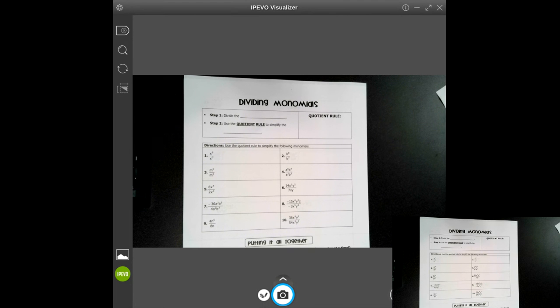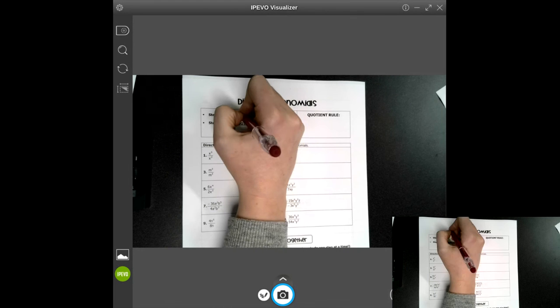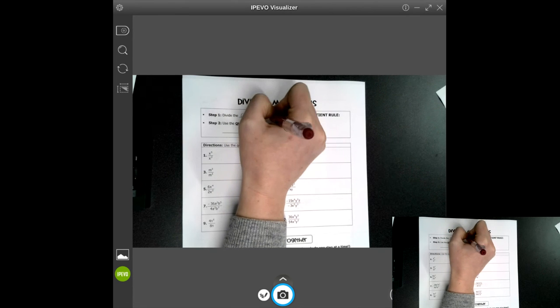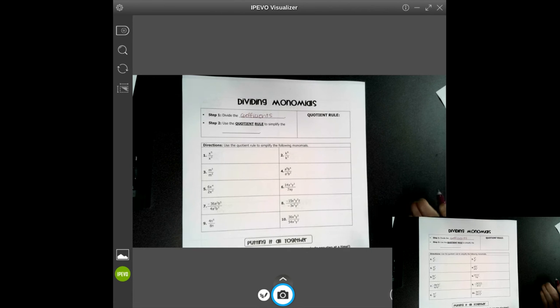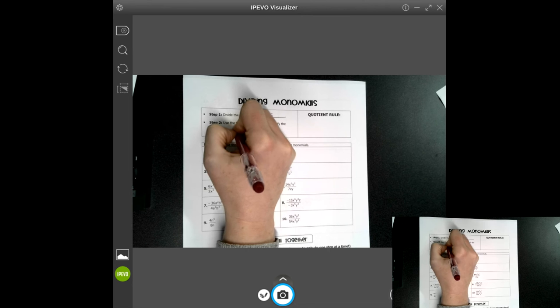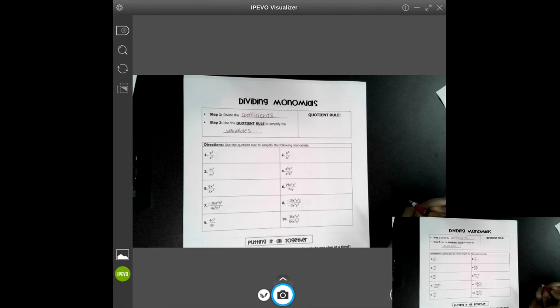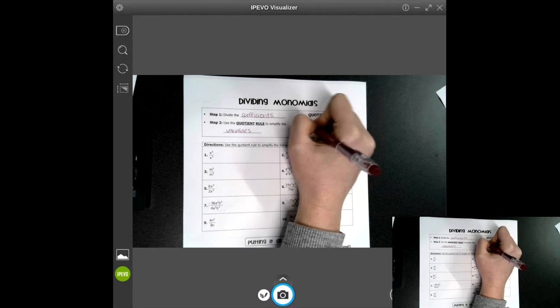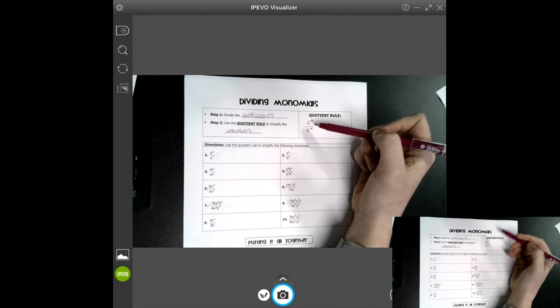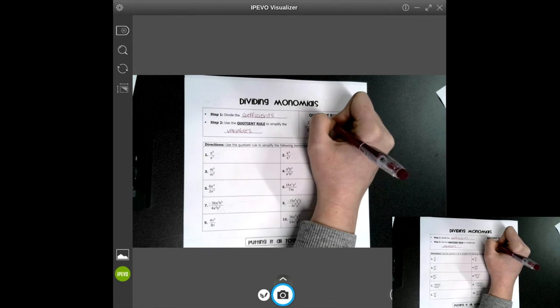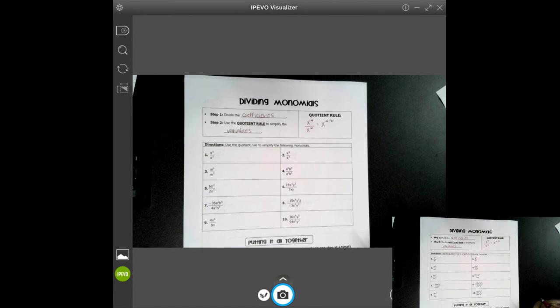next video. Okay, so when we talk about dividing monomials, what you're going to do is divide the coefficients. So that's the number in front of a variable. And then you're going to use the quotient rule to simplify any actual variables. Okay. So the quotient rule is x to the a power over x to the b power. So same base, different exponents. What you'll do with those exponents is you will subtract them.